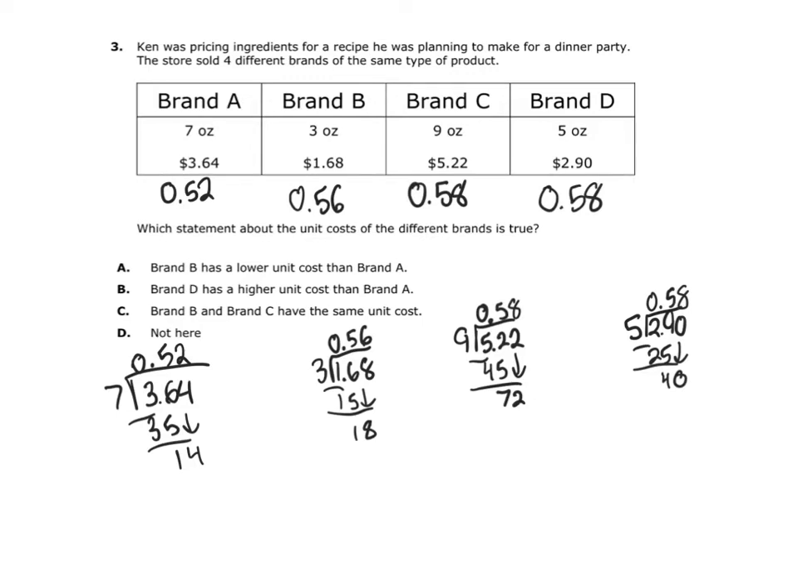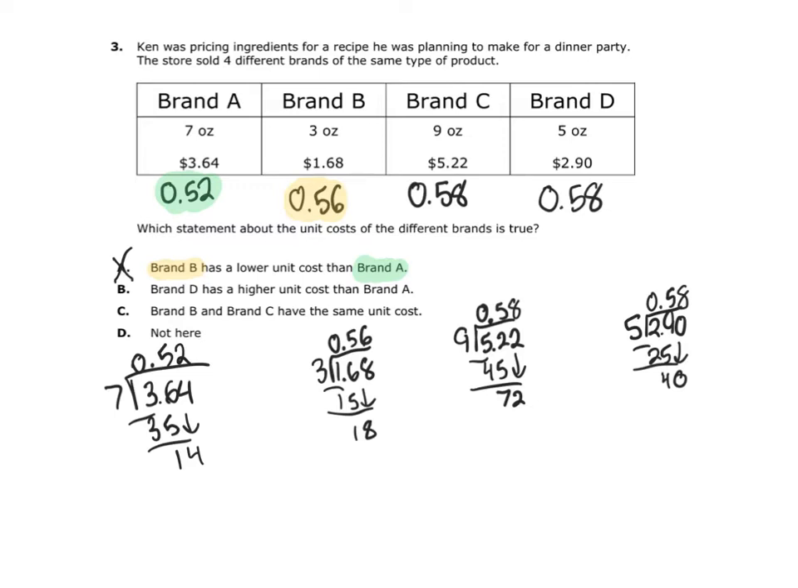We have brand B, which is right here, has a lower cost than brand A, which is here. I like to color code my answer choices because it does help me separate what I'm looking at. So, brand B is 56 cents, and it's supposed to be lower than brand A. Since 56 is higher than 52, answer choice A is wrong.